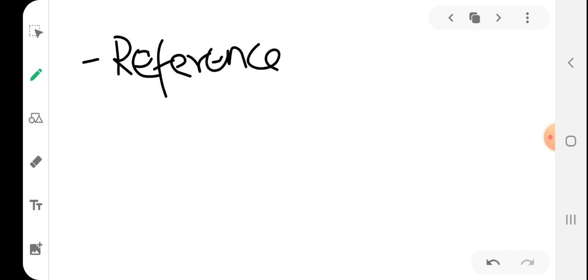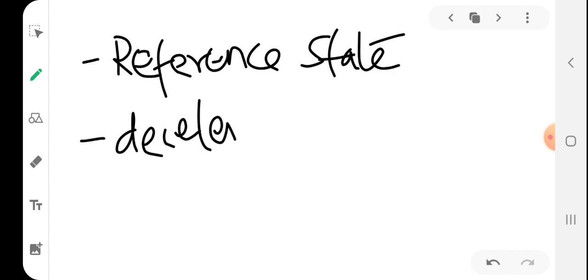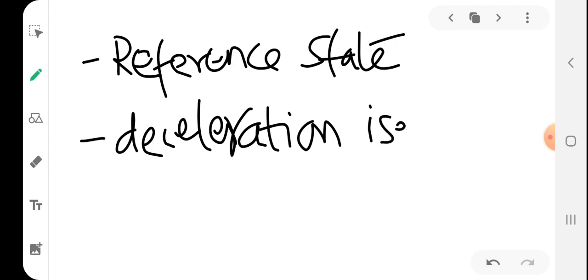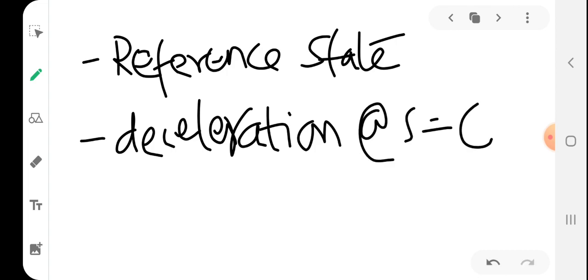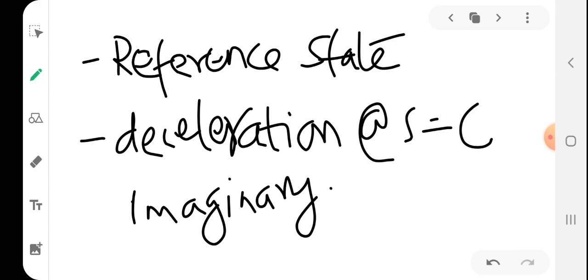Reference state. These are reference states for what? For the sake of study. Actually, at any point in the flow path you can have this reference state. How is this reference state obtained? By imaginary deceleration, isentropically. Deceleration at S equal to constant, entropy constant. Actually this process is imaginary.